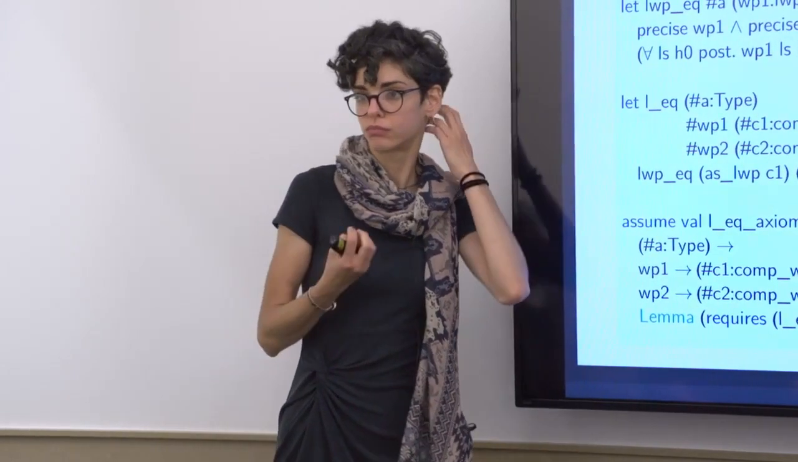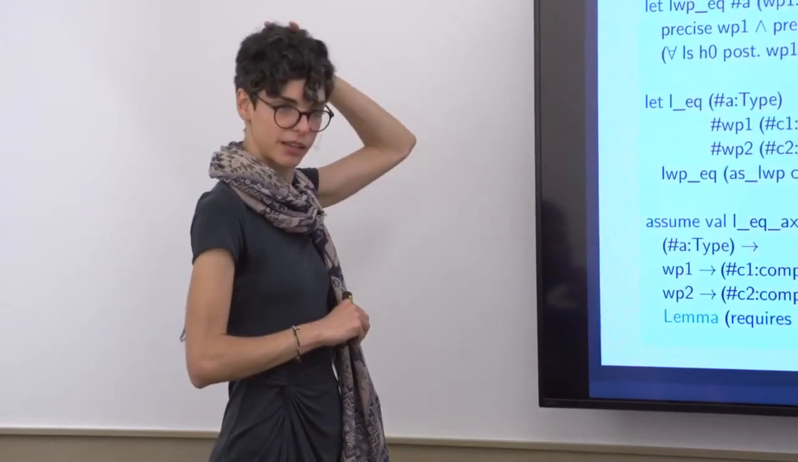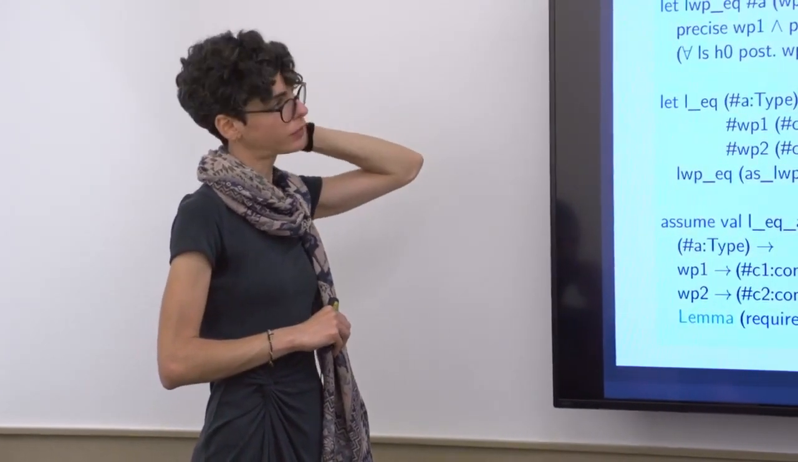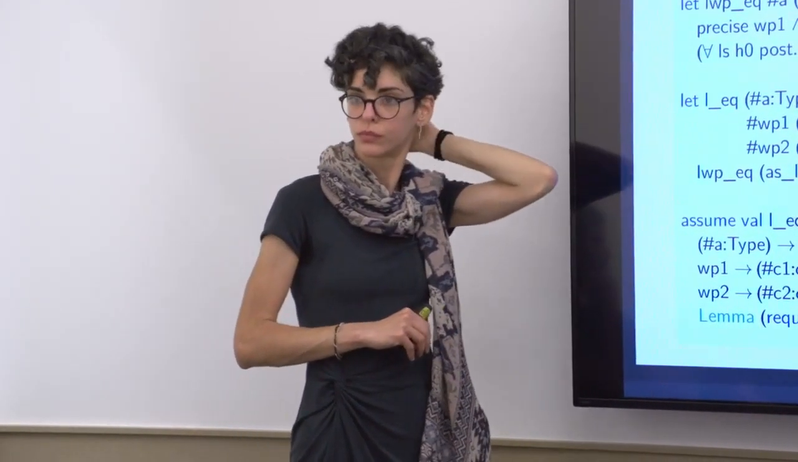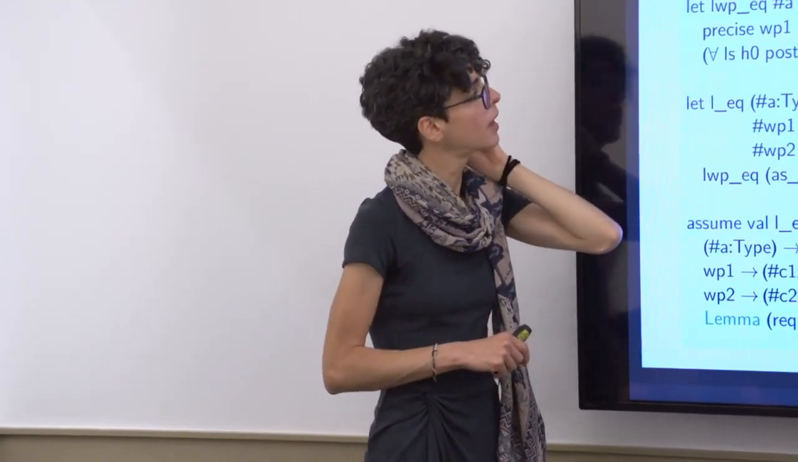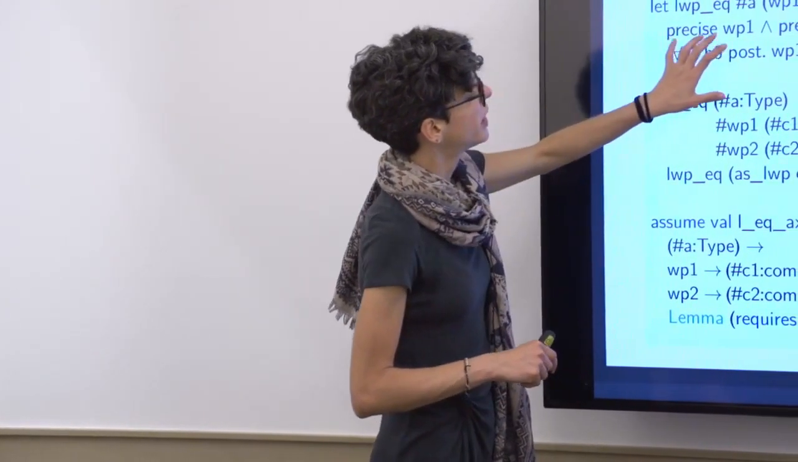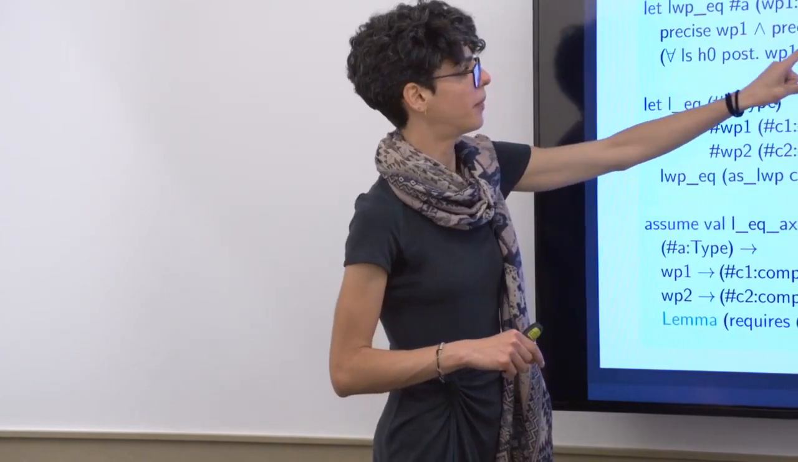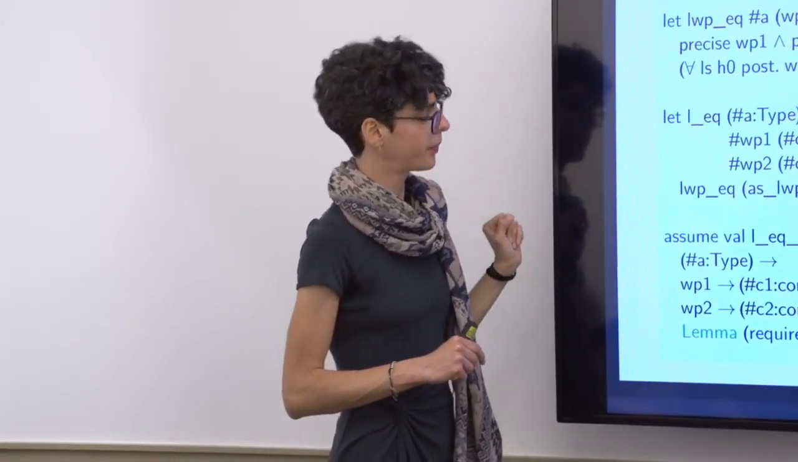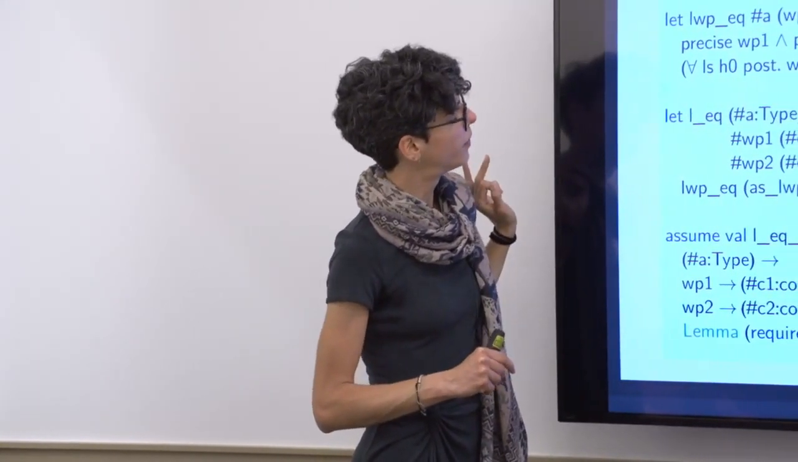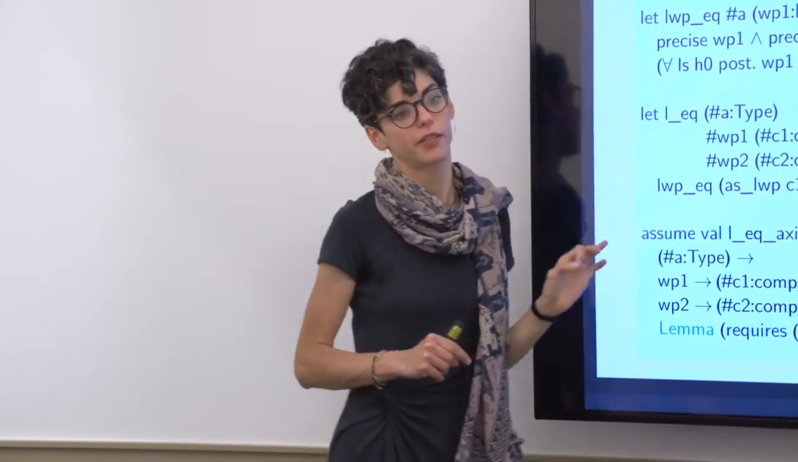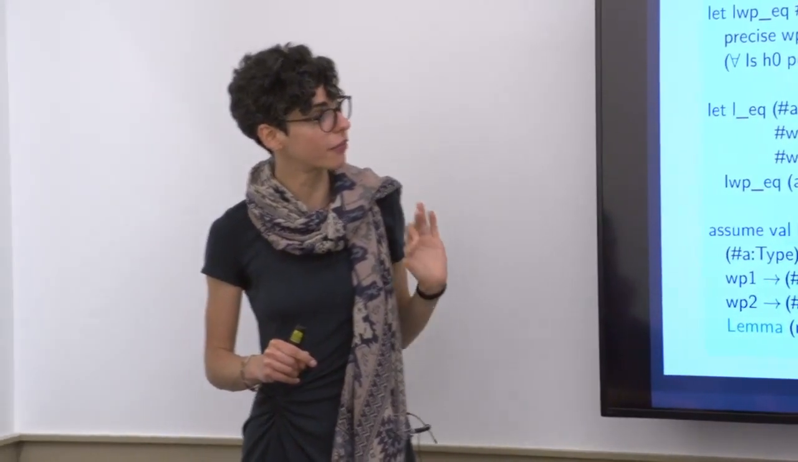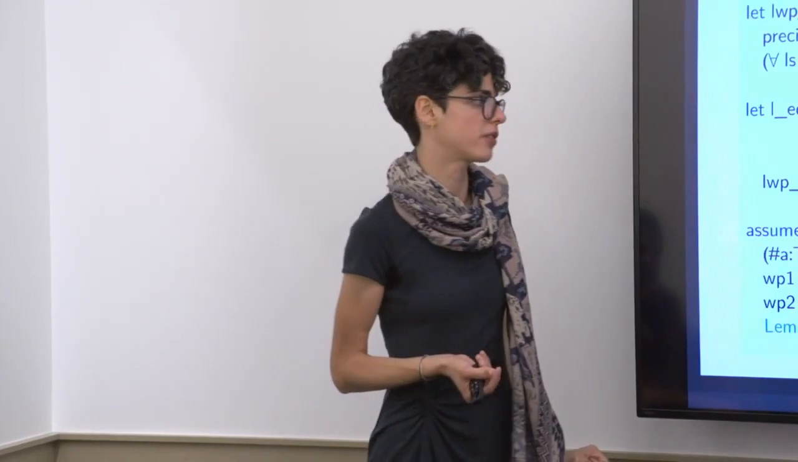You want to rule out the degenerate weakest preconditions that would tell you nothing. Like, you want to rule out something like true, it doesn't tell you anything informative about what happens to your arguments. And then we require that these two weakest preconditions are precise, and also that they are equisatisfiable. For every initial state and every postcondition, the first one is true exactly when the second one is true.